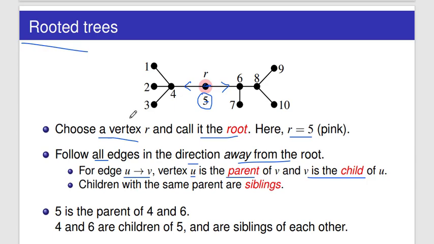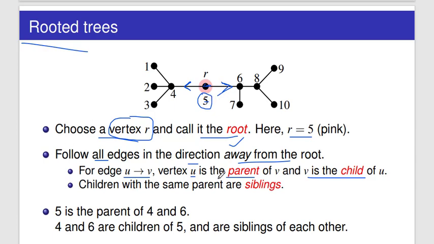First of all we have to choose a vertex as the root, then we can draw arrows like this. We can choose any one root from any tree. Then we can make the arrows and find the parents and children. So 5 is the parent of 4 and 4 is the child of 5. Also 5 is a parent of 6 and 6 is the child of 5.